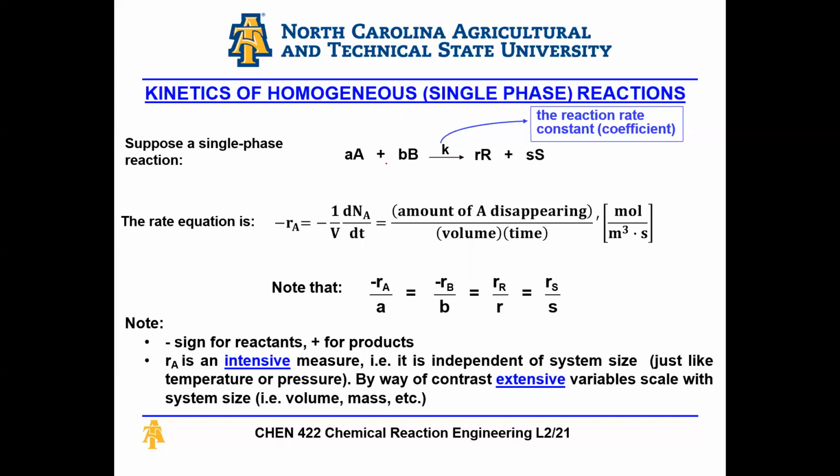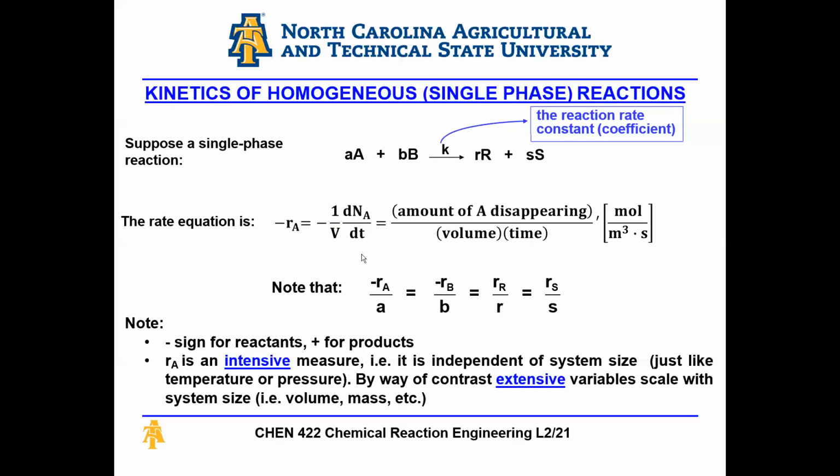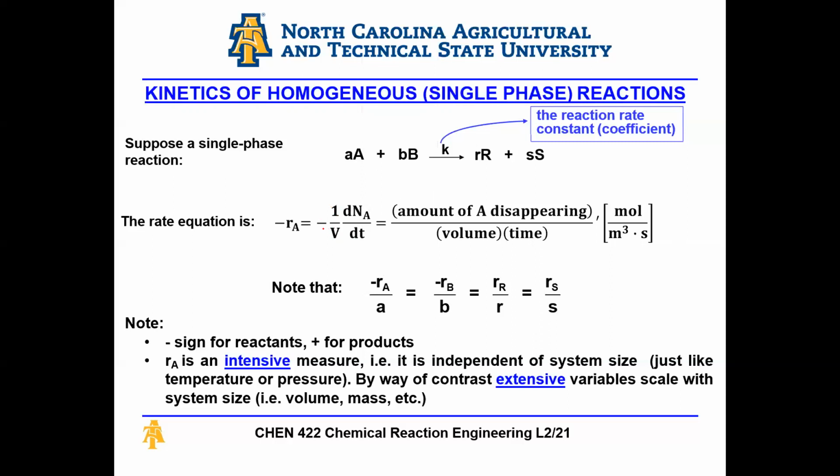The reaction rate equation for this reaction will be minus RA is equal to minus 1 over V dNA by dt. And again, dNA by dt is the change of number of moles of A with time, and 1 over V is the volume, and the minus sign here is because it is being consumed, right?